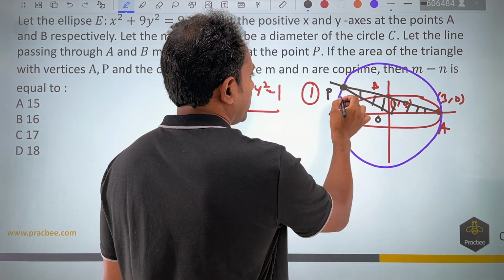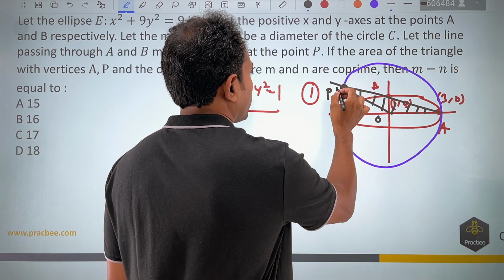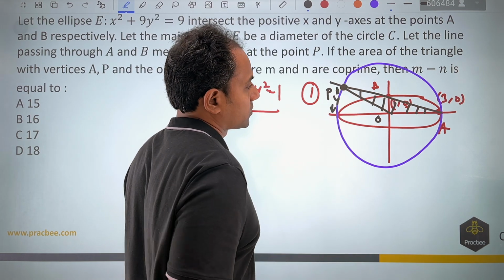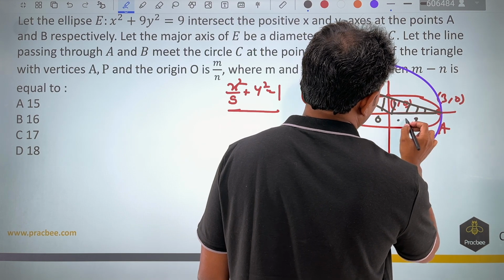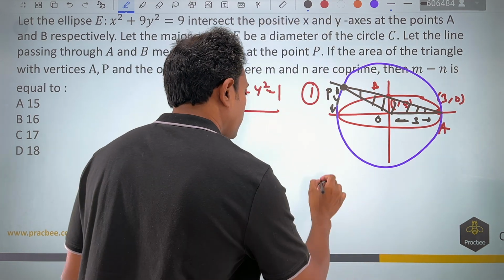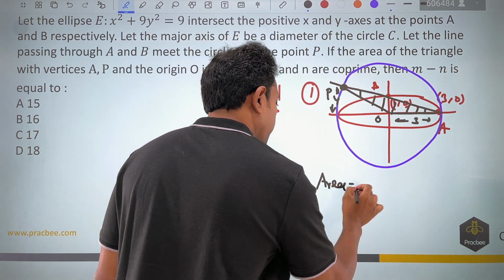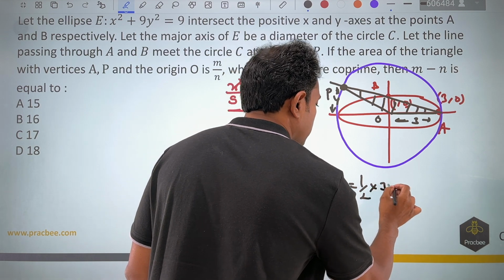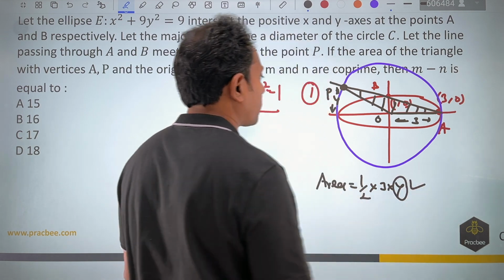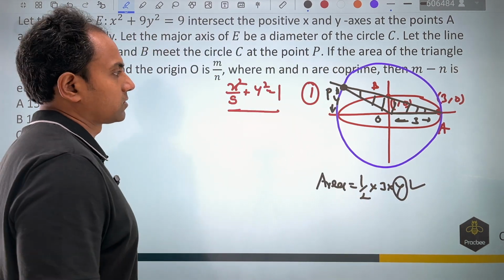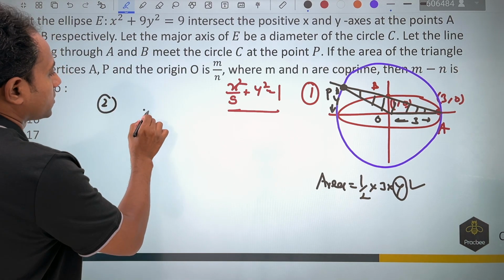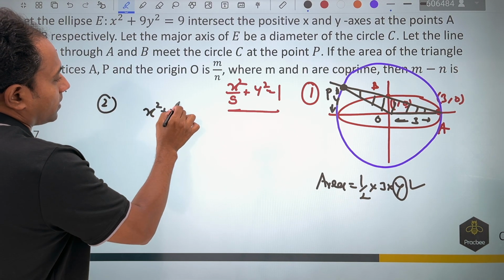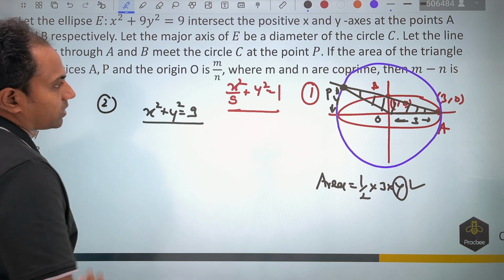See, and more importantly, the y coordinate of point P, because the y coordinate of point P will become the height of this triangle. The base of this triangle will become 3 units. We already know that. So if I want to find the area, it is half of base into height. If I just can find the y coordinate of this point P, I have got my answer. So for doing that, in the second part, we know that the equation of the auxiliary circle will become x square plus y square is equal to 9.